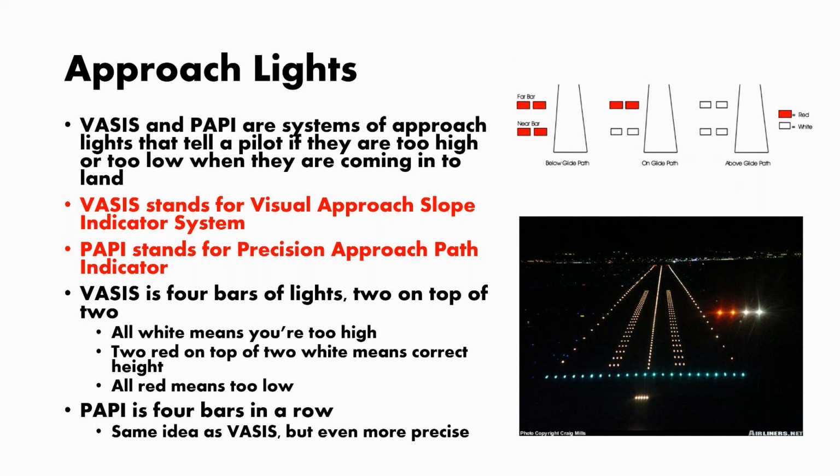And so the PAPI system is the one in the actual photograph in this slide where you have just 1, 2, 3, 4 all side by side. And it's the same kind of system, right? Just a little more precise. So if it's 2 red, 2 white, that means you're coming in perfectly on the glide path. If all 4 are white, you're too high. If all 4 are red, you're too low. But it's a little more accurate because you can have 3 white and 1 red, for example, which means you're only a little too high, or 3 red and 1 white, so you're a little bit too low.